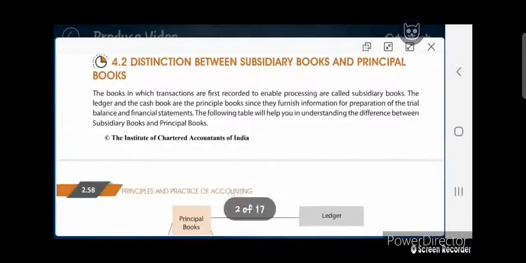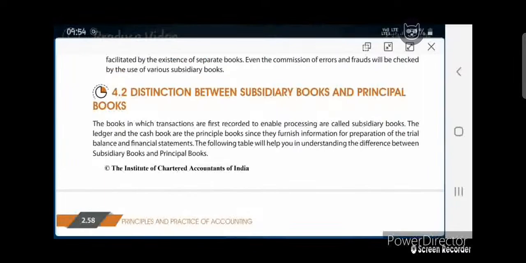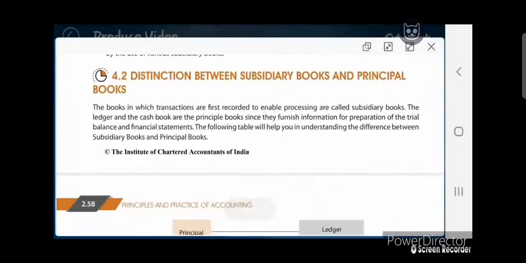Next is the distinction between subsidiary books and principal books. The books in which transactions are first recorded to enable processing are called subsidiary books, where you first record a transaction and enable it for going ahead. The ledger and the cash book are the principal books, since they give the information for preparation of the trial balance and financial statements.